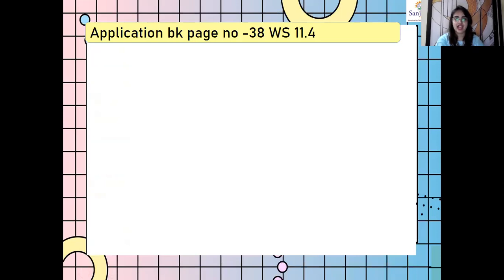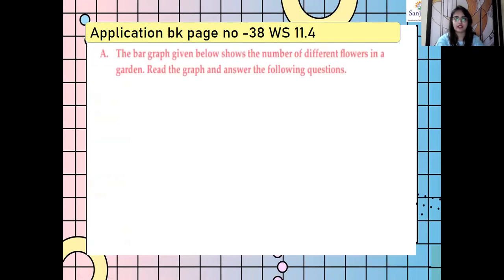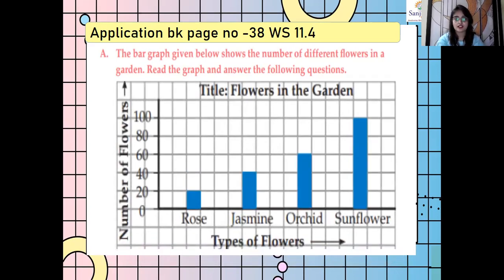Okay, now let us start with our 11.4 worksheet, page number 38. A question: the bar graph given below shows the number of different flowers in a garden. This graph is showing that. Read the graph and answer the following questions. Now look at this. Down here, types of flowers are given. Different types of flowers are rose, jasmine, orchid, sunflower.